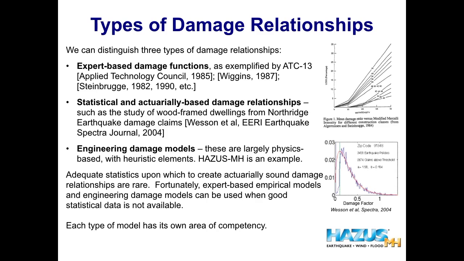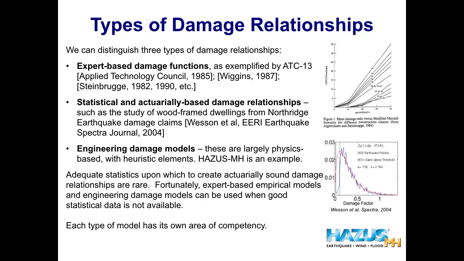There are also engineering damage models, and these are more closely physics-based, although they have heuristic elements, and HAZUS is an example of that. Of course, adequate statistics upon which to base actuarially sound damage relationships are pretty rare. Fortunately, the expert-based empirical models and engineering damage models can be used when this good statistical data is not available, and each type of model has its own area of use and competency.